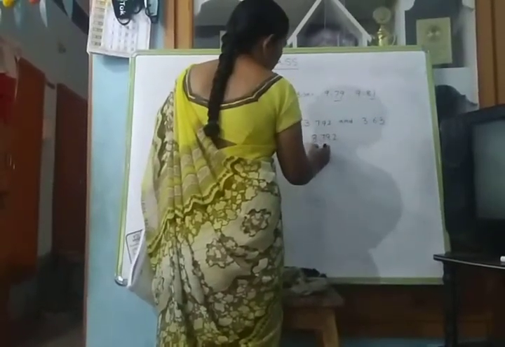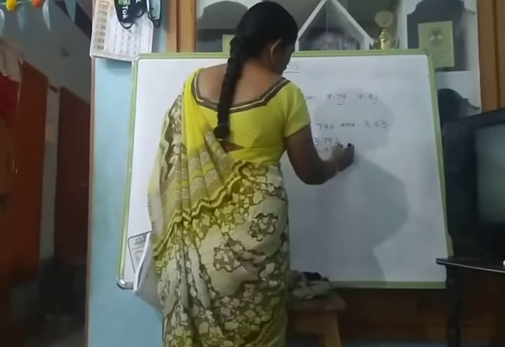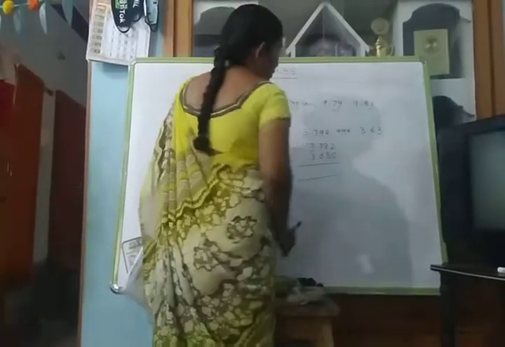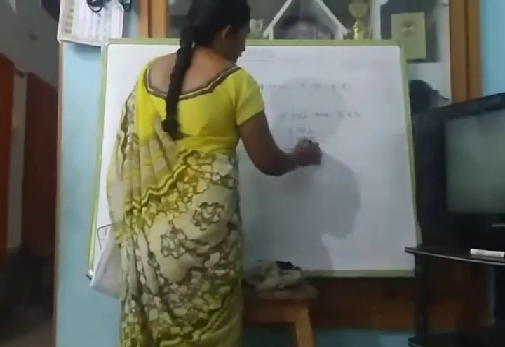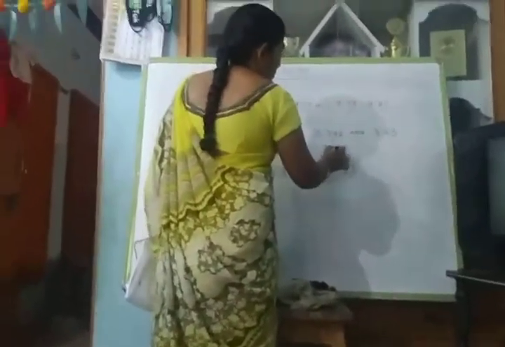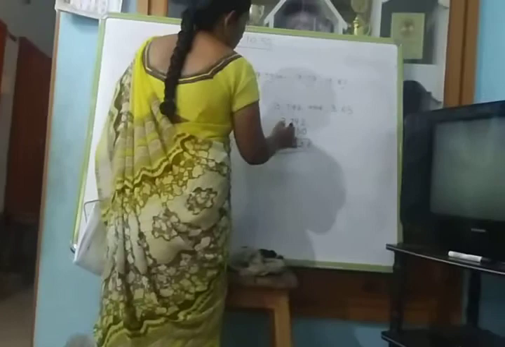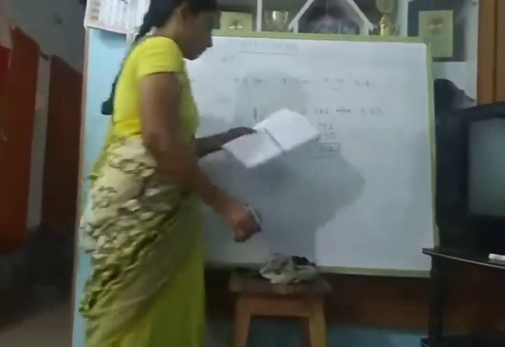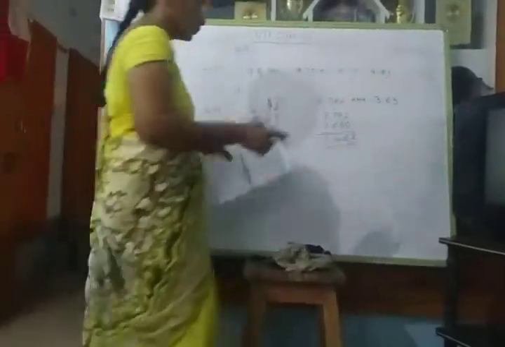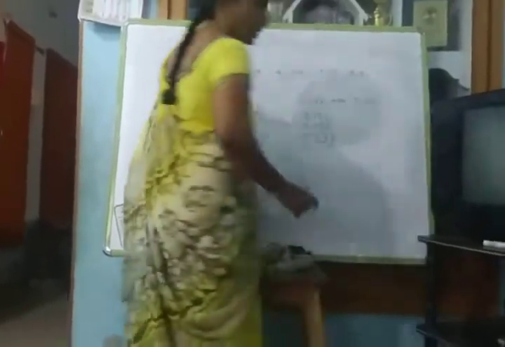3.9792, 3.63. Here no digit, we have to write 0. So if you add, 2 plus 9 is 11, 7 plus 7 is 14, 3 plus 3 is 6... 7.422. Option C is correct.